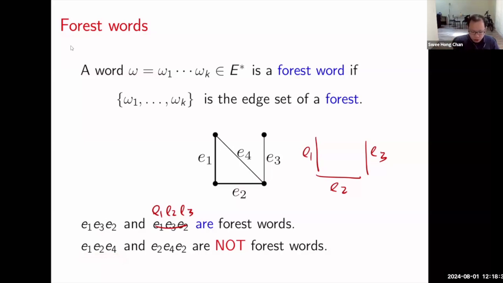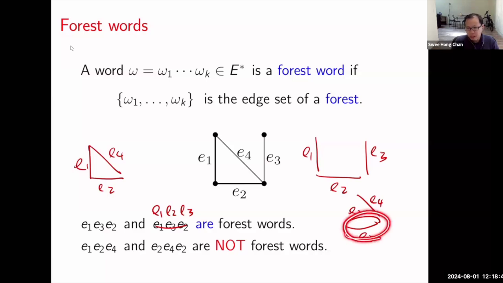E1, E2, E4 is not a forest. It's not a forest word because they form a cycle. And E2, E4, E2 is also not, because if you draw the picture, it now has parallel edges, right? And we consider that to be a two-cycle. So that also doesn't count as a forest. In particular, this means that all your words must be simple, that you cannot repeat your letter more than once.